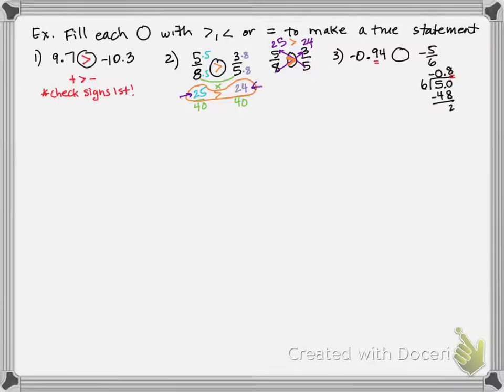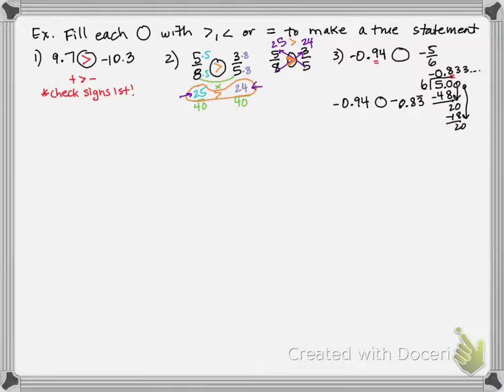Let's just continue dividing. 6 goes into 20 3 times, which is 18, and the difference is 2, which means I'm going to get another 3, and it's just going to keep going on. So here's my comparison: negative 94 hundredths versus negative 83 hundredths, but with a repeating bar over the 3.